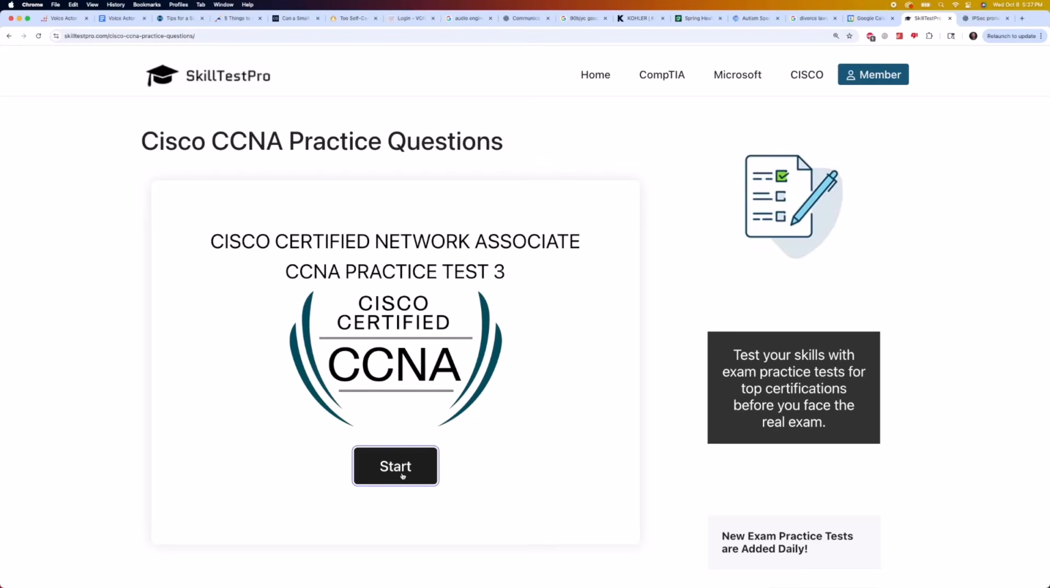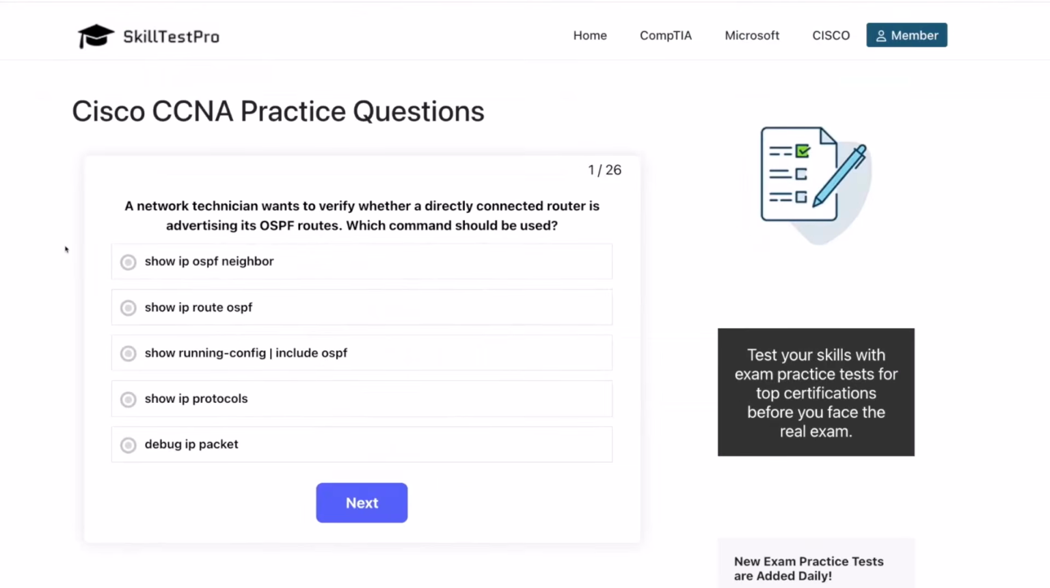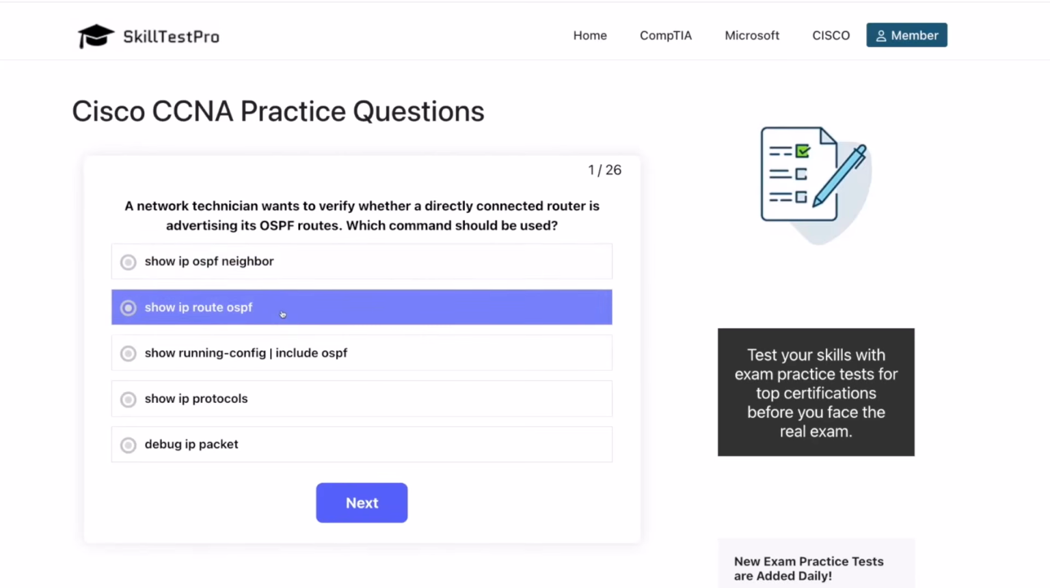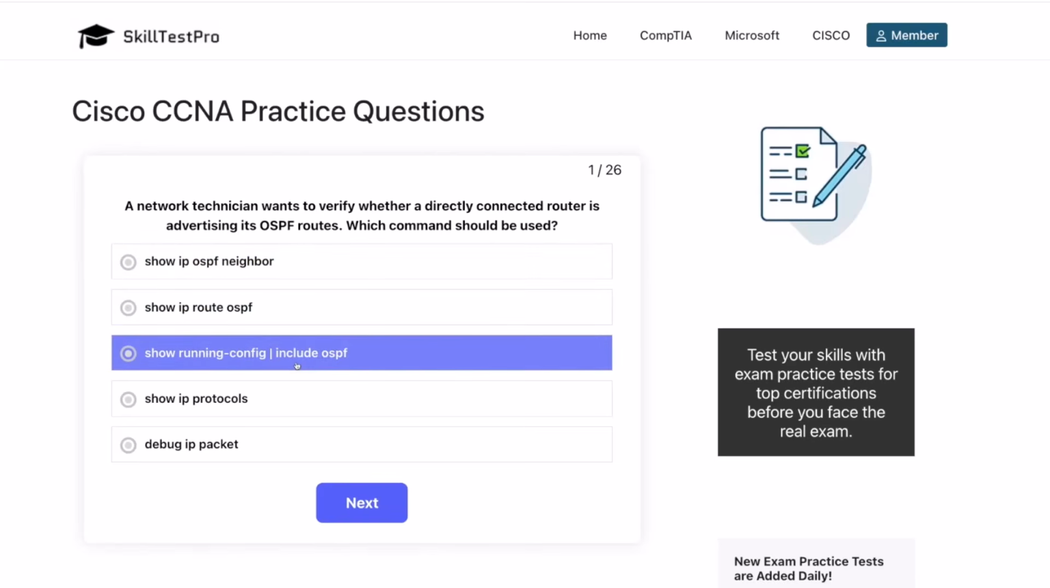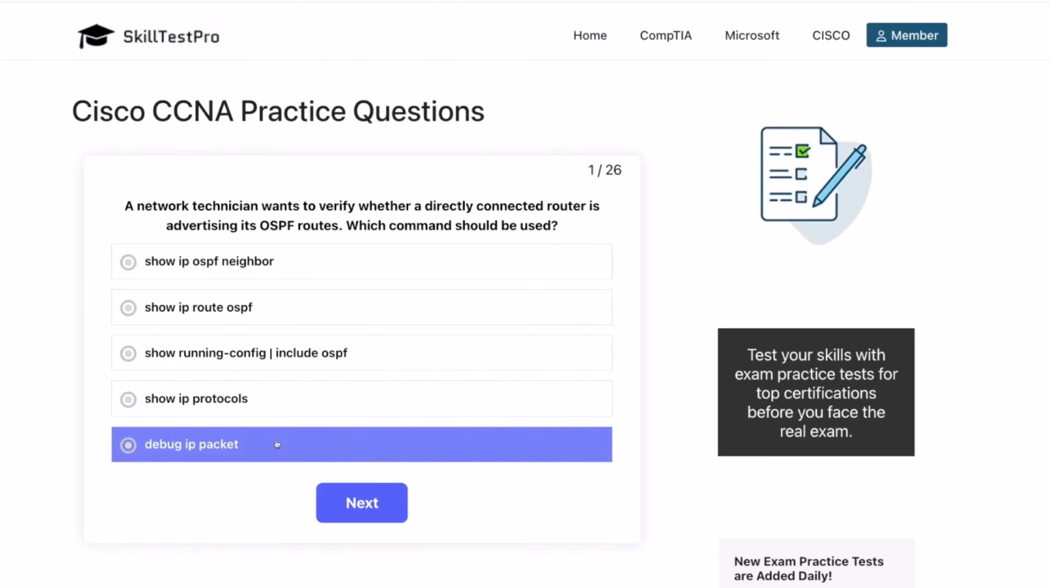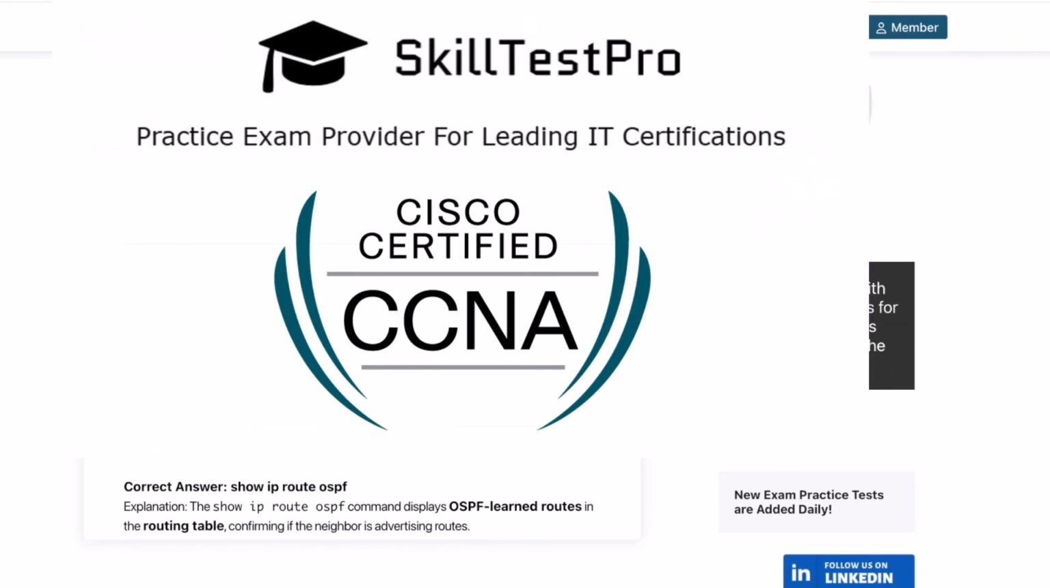And the first question is, a network technician wants to verify whether a directly connected router is advertising its OSPF routes. Which command should be used? Show IP OSPF neighbor? Show IP route OSPF? Show running config, include OSPF? Show IP protocols? Or debug IP packet? And the correct answer is the show IP route OSPF command displays OSPF learned routes in the routing table, confirming if the neighbor is advertising routes.